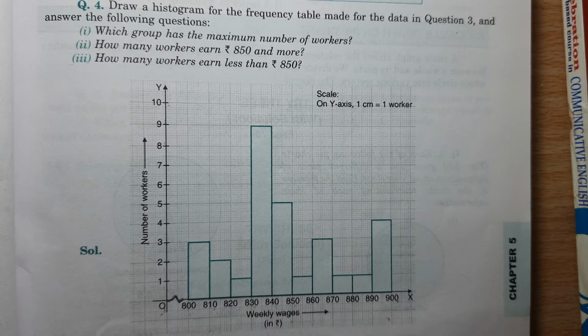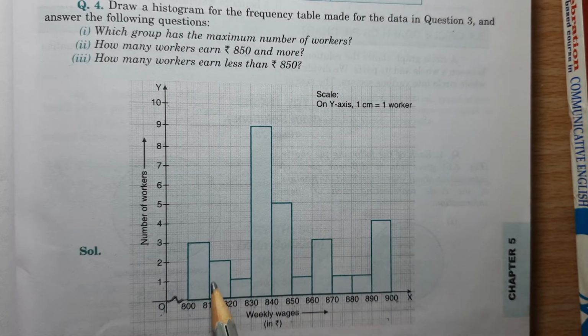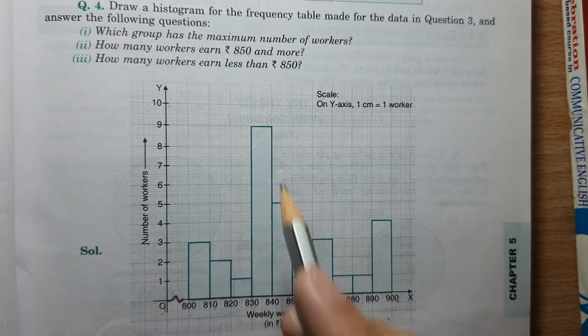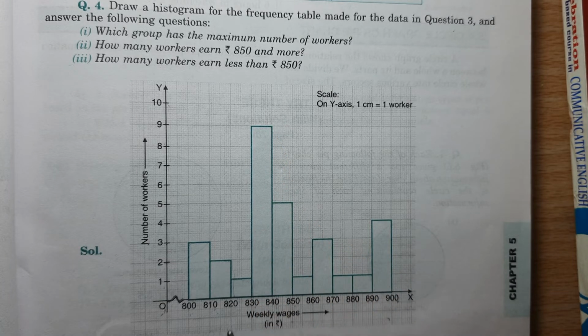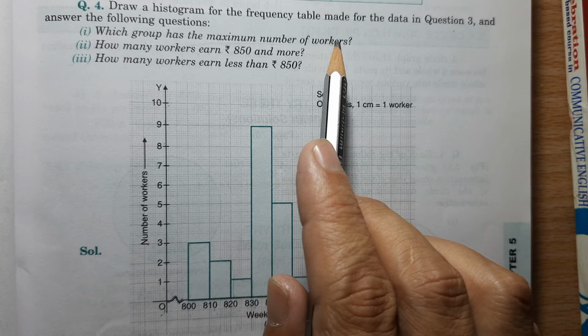Then as we know, in a histogram the bars of equal width are joined side by side. For the next part it is 2, 1 and 9. Just see. Join with the help of a scale 2, then 1, then 9. 9 will be along the upper line. Join it. Then in this way we can complete our histogram. Clear, children?